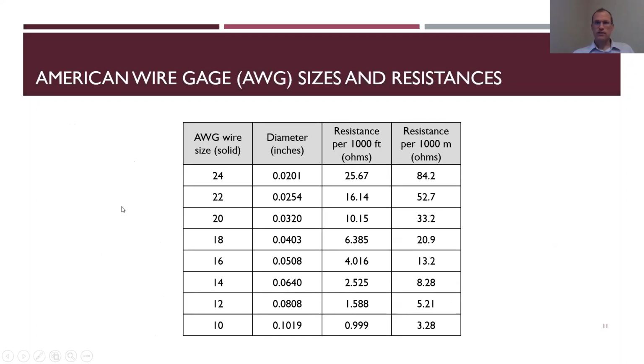American wire gauge sizes. So again, this is generally for copper wire. Wire gauge, the bigger the number, the smaller it is. So you can see the 24 gauge wire has a diameter of 0.02 inches. That's really small. 10 gauge wire is 0.1 inches, so basically 5 times bigger. And obviously, bigger diameter means less resistance, as you can see, either per 1,000 feet or per 1,000 meters. So again, based on the resistivity of copper, the diameter turned into a cross-sectional area, 1,000 feet or 1,000 meters. Basically plug that into this formula, and that should give you those numbers.